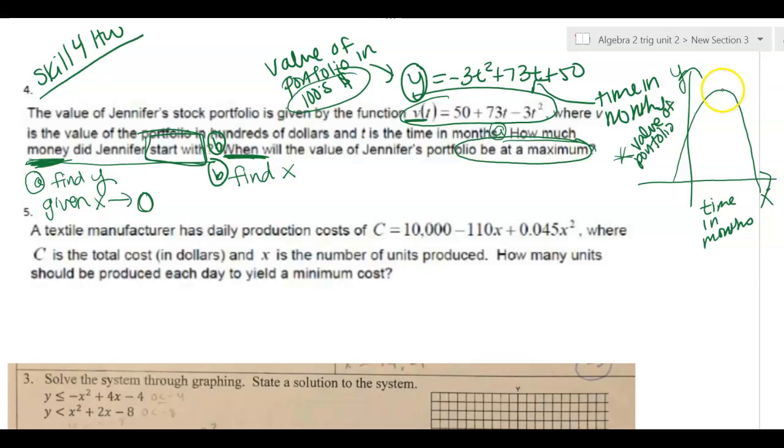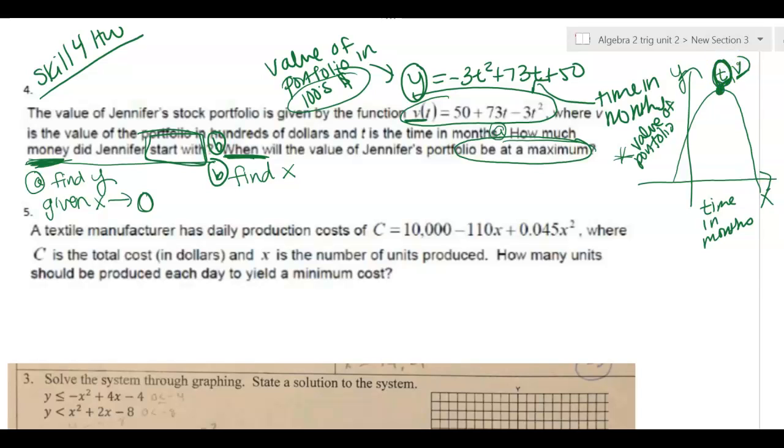So on my picture, I see the maximum as this point right here. And remember, that's made up of a T and a V, or an X and a Y, depending on if you want to use the variables that the problem gave you or not. So the X coordinate is the time in months, and the V is the actual value of the portfolio. It doesn't even ask me what the maximum value of the portfolio is. It just wants to know in how many months it reaches that, because it says when. So T is what I'm looking for to answer this question.